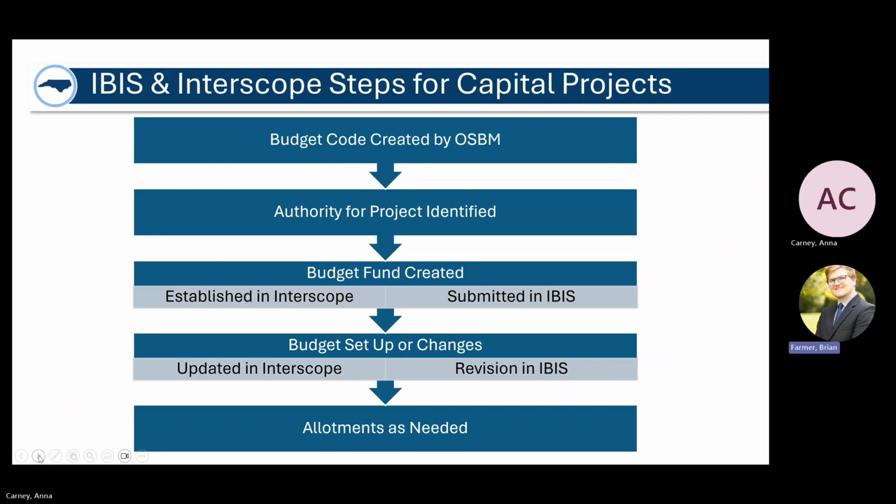So the capital budget process, this is a quick overview. A budget code is going to be created by OSBM. Then authority for a project will be identified by you, and you will then submit a budget fund request based on that authority in IBIS, making sure it's also established in Interscope. I believe System Office usually sets those up in Interscope. So just make sure it's set up in Interscope before submitting an IBIS or at the same time as submitting an IBIS. Then the budget for that project would be set up via revision in IBIS. I believe they're usually set up with the initial setup in Interscope, but just make sure that budget's where it needs to be in Interscope as well.